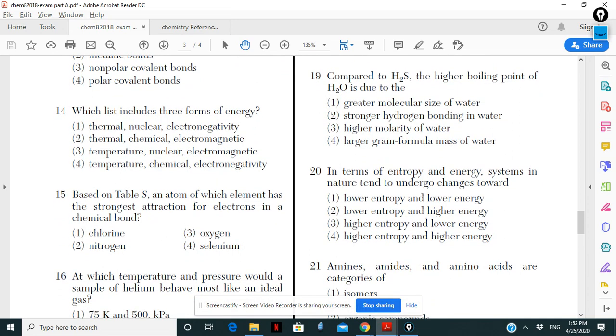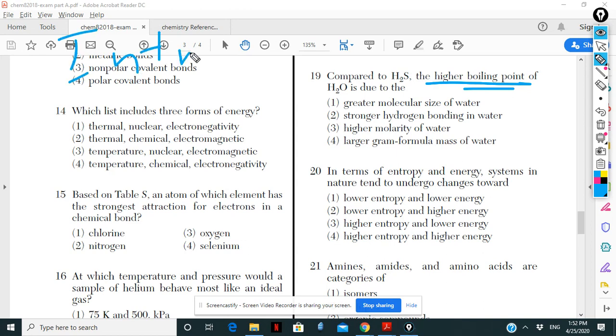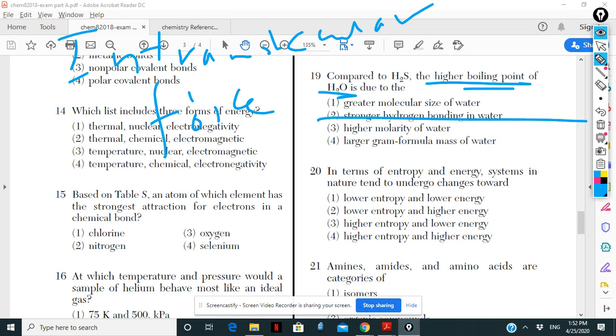Question number 19. Compared to dihydrogen sulfide, the higher boiling point of H2O is due to. When I see a question about higher boiling point, the hidden question is asking you about intermolecular force. Here, water has a stronger intermolecular force than dihydrogen sulfide. Greater size, no. Stronger hydrogen bond, yes.